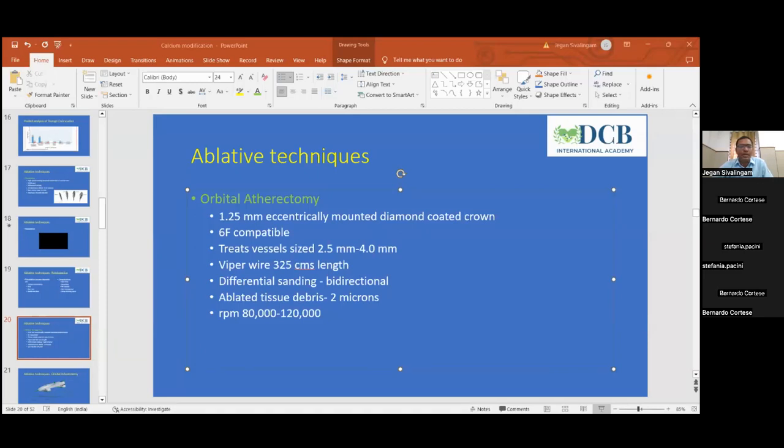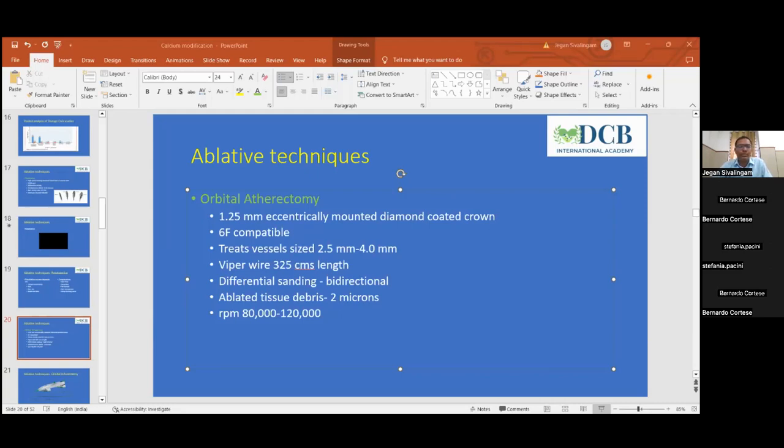I will show it. The mechanism here is similar to rotablation. It's called differential sanding. But one advantage is this is bidirectional. That is, during forward movement as well as backward movement, this acts. And the ablated tissue is very small, like 2 microns. Here the RPM is 80,000 to 1,20,000. As the speed increases, the orbit, the movement increases, and it reaches the vessel wall like planets orbiting. So this is the system.